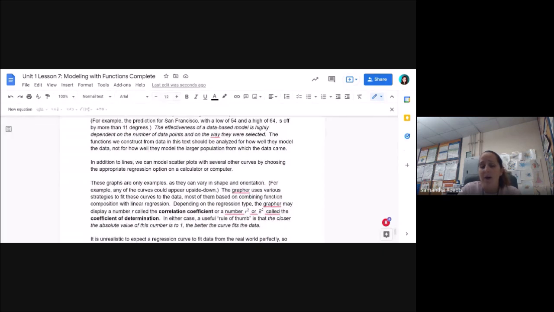In addition to lines, we can model scatter plots with several other curves by choosing the appropriate regression option on a calculator or computer. These graphs are only examples, as they can vary in shape and orientation. For example, any of the curves could appear upside down. The grapher uses various strategies to fit these curves to the data, most of them based on combining function composition with linear regression. Depending on the regression type, the grapher may display a number r called the correlation coefficient, or a number r squared, called the coefficient of determination.